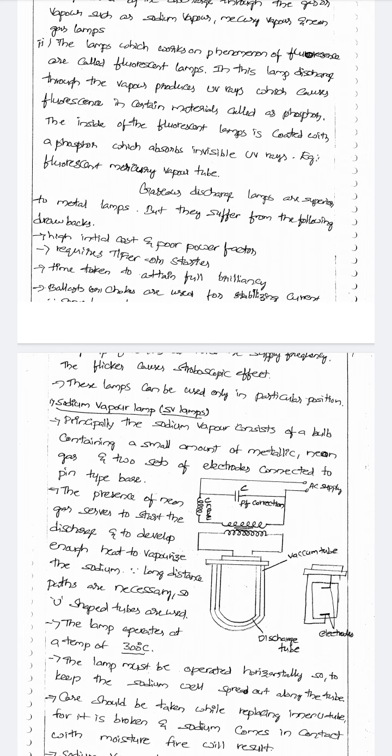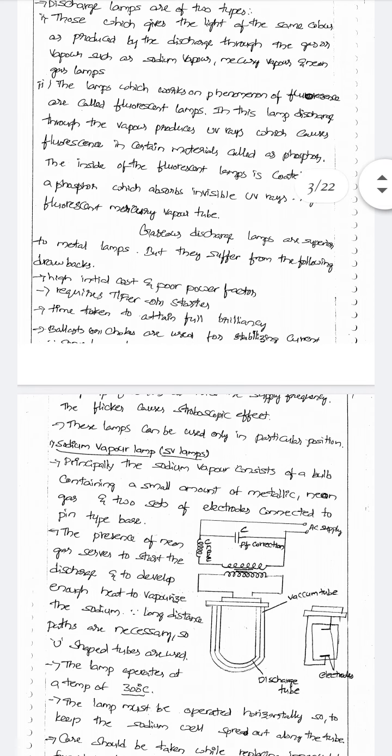Time is taken to obtain full brightness. These lamps can be used only in particular positions. Especially on any occasion where we need very good brightness, at that time we use this type of lamp. At those times there is no problem. So these are the drawbacks of this lamp.